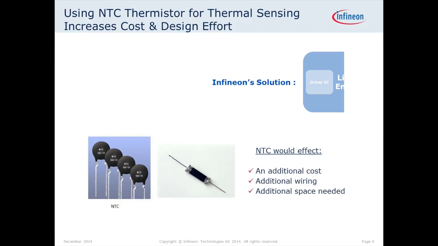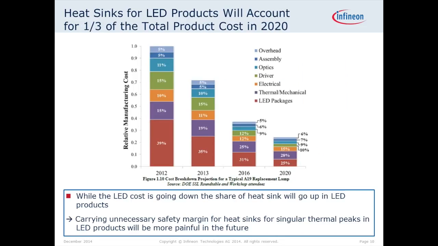So as promised, showing you the cost roadmap of the Department of Energy. In this case, it's referring to an A19 replacement lamp, but you can also take another LED system. It will not look completely different. The main message here is that in 2012, the LEDs made up to 40%, here in this case 39%, of the cost of an LED product, in that case an A19 lamp. And the thermal mechanical made up to 15%. But the situation is changing.